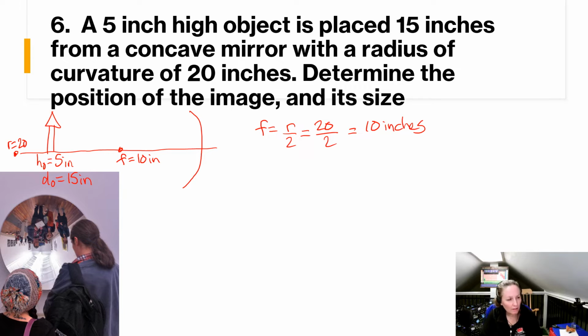Okay, now we have this lovely formula to use. 1 over distance of object plus 1 over distance of image is equal to 1 over focal point. Now this is the fun one. It's not all that hard of a formula. We have to know which things are positive and negative. And I get a little stuck on thinking about that, to be honest.